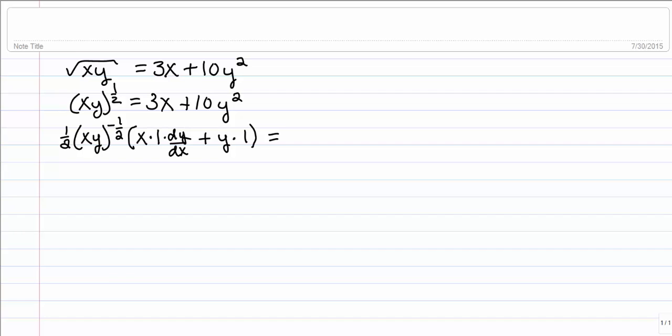On the other side we have 3x, which the derivative of that would be 3. And then here, 10 times y squared, we're going to use our power rule. So that would be plus 20y, and then since we have a y, we're going to do dy/dx.